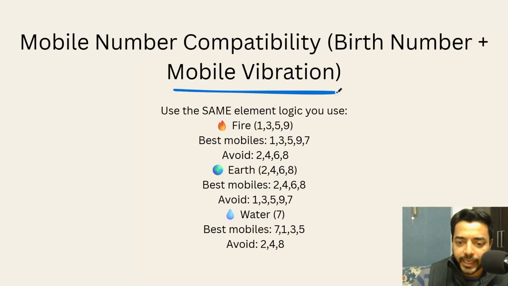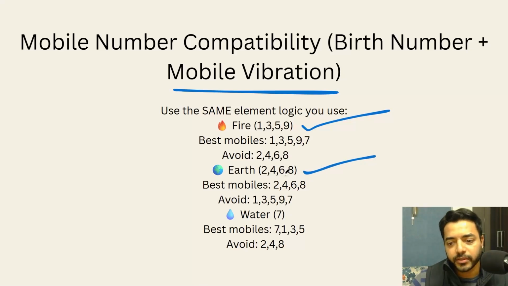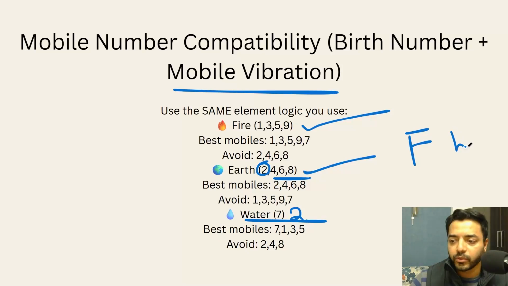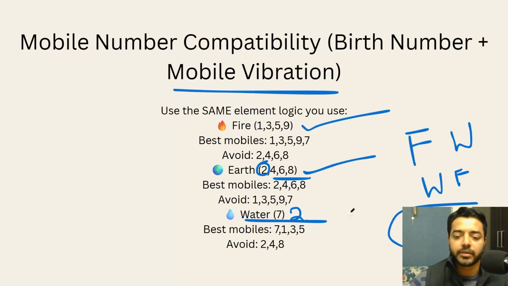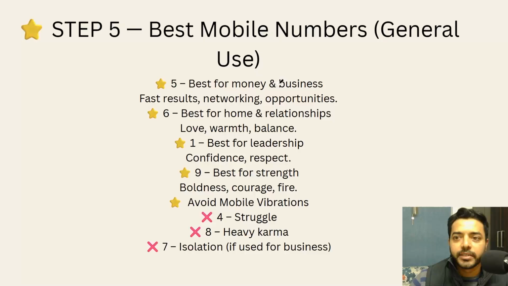The compatibility is again the same. Fire 1359, earth 2468 or just 468. 2 can be considered as soft water, right? Add 2 over here, right? So water. Fire will go together with water. Water will go together with fire. But earth can go only with earth. That is the compatibility, right?